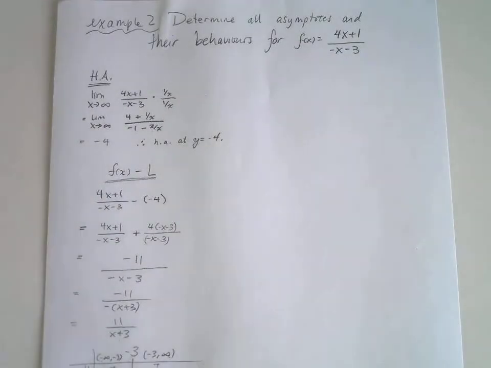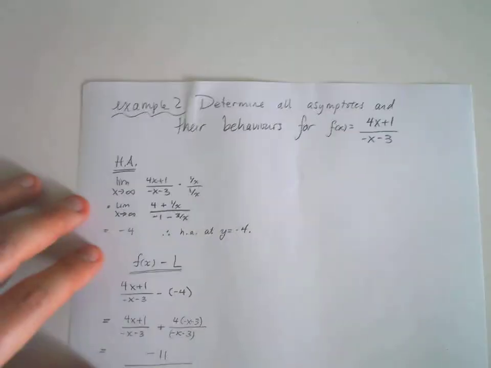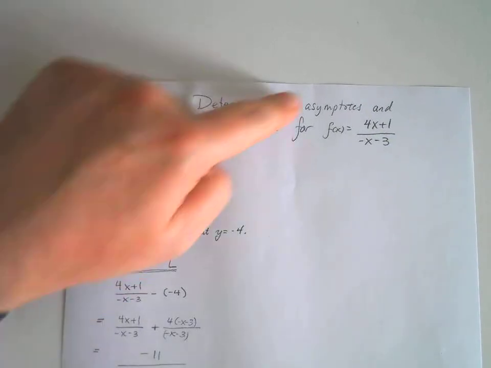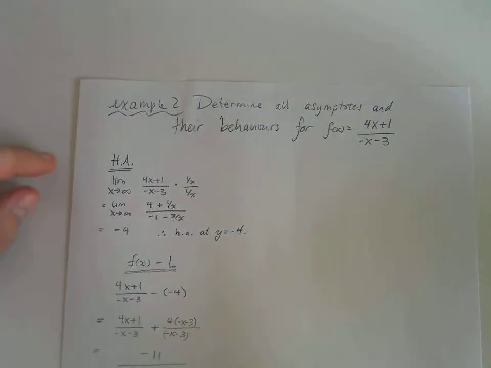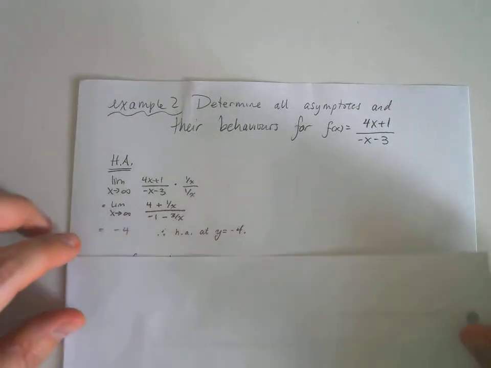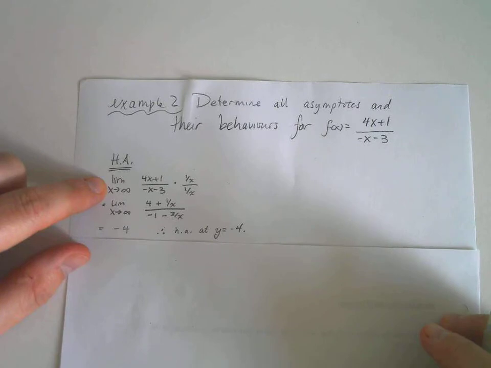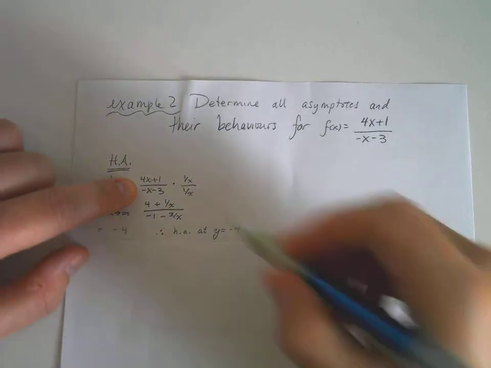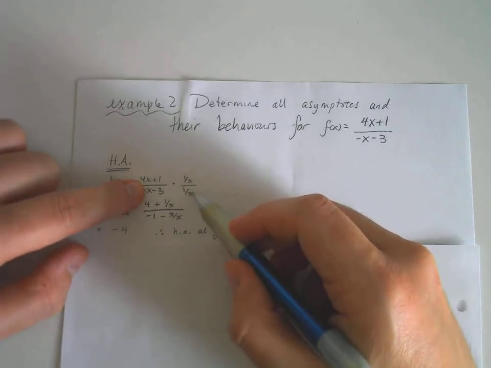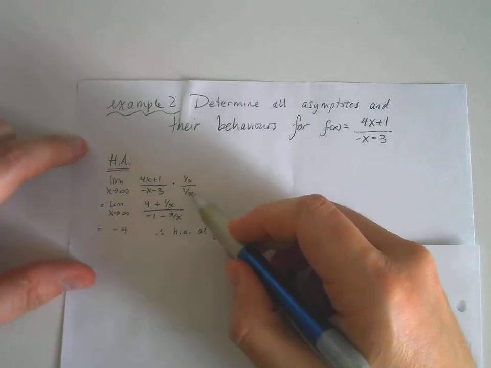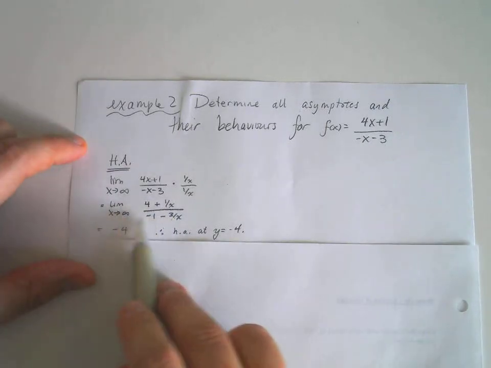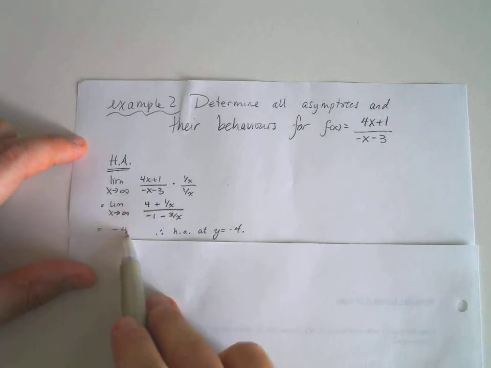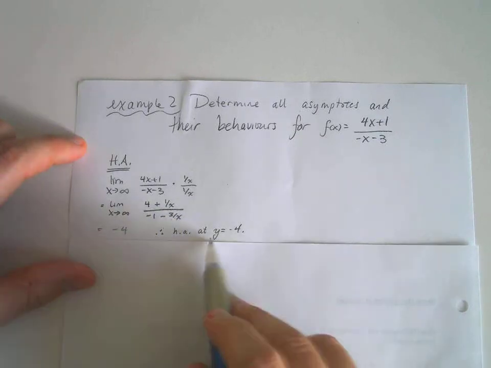So let's do this. Let's try this example. It says determine all asymptotes and their behaviors for this function. So first thing that I can do is get the horizontal asymptote going. So here, the highest degree term is x to the 1, so we're going to multiply everything by 1 over x, numerator and denominator. This is then going to tell me that my limit as x approaches infinity, these are going to go to 0, is going to be a 4 over negative 1, so a negative 4. I've got a horizontal asymptote.